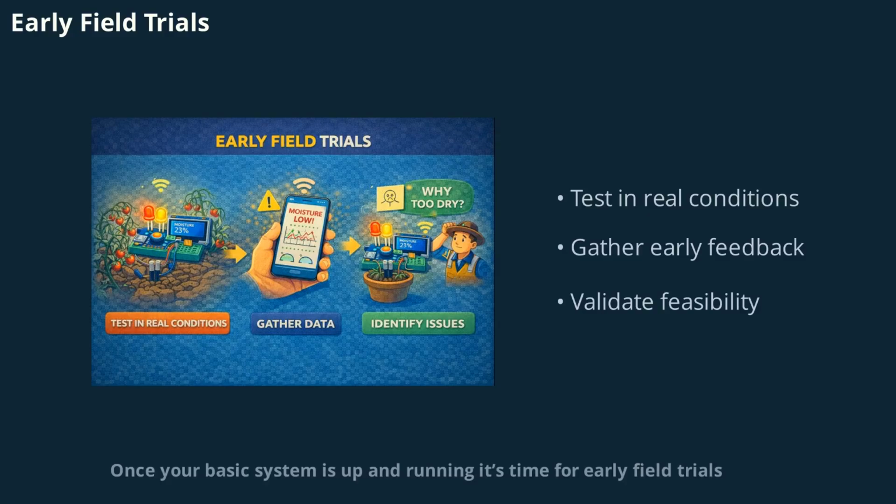Once your basic system is up and running, it's time for early field trials. This means taking your prototype out of the lab and testing it in real-world conditions. Field trials help you validate feasibility and uncover issues you might not see in a controlled environment. Gather feedback, observe how the device performs, and use these insights to guide your next steps. Early testing is key to building a reliable product.